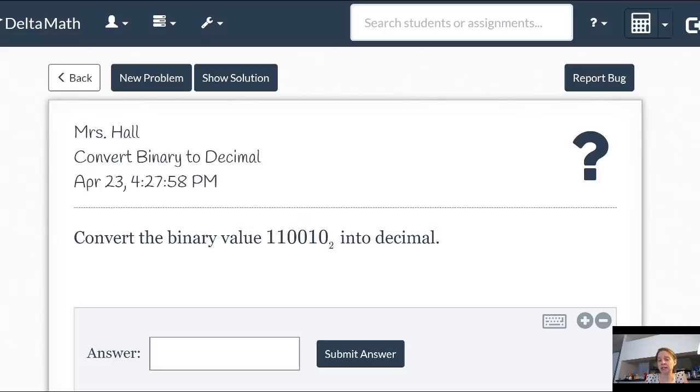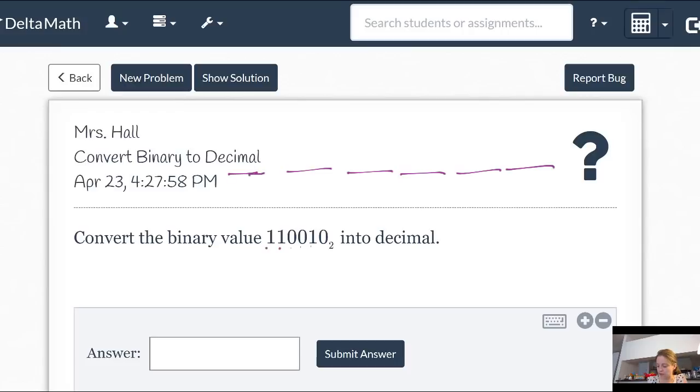Let's do an example from the skill Convert Binary to Decimal. So let's convert the binary value 110010, base 2, into decimal. For myself, I need to put the place values of binary, and I need 1, 2, 3, 4, 5, 6. So I need 1, 2, 3, 4, 5, 6.